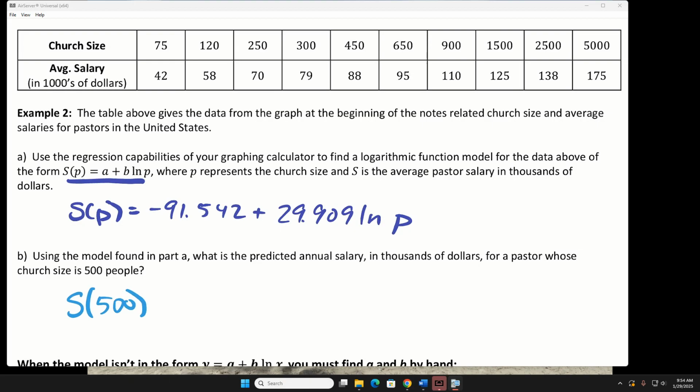Now, if you stored it in your calculator, then you can just go to the regular home screen, type Y1, and then in parentheses do 500. Now, this is in thousands of dollars. And so when I did this, I got 94,000, either 330 or $329.